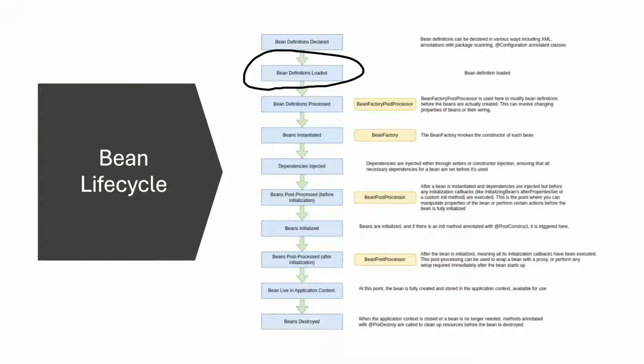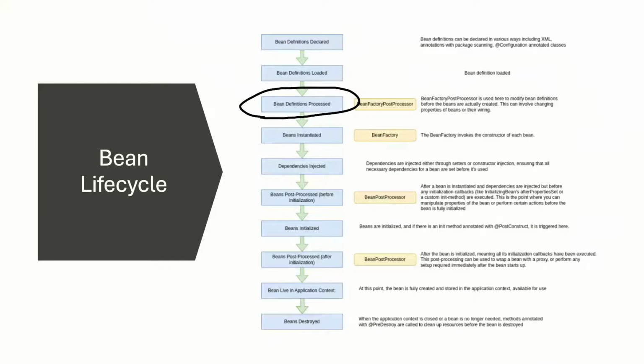Here, Spring uses classes like XML Bean Definition Reader for XML configurations and ClassPath Bean Definition Scanner to scan the application's class path for classes marked with stereotypes like @Component, @Service, and so forth, automatically registering them as beans. These tools are critical for gathering all the necessary information about the beans.